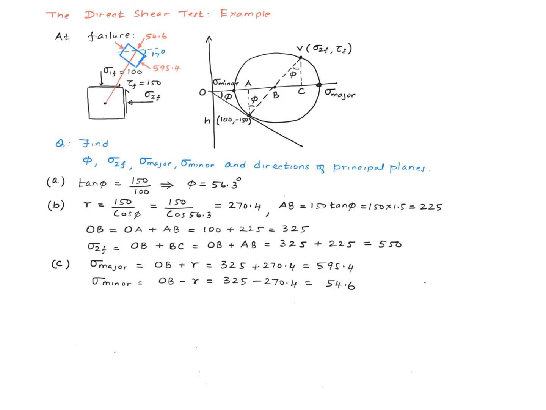Once I know the direction of the minor principal plane, I can easily locate the direction of the major principal plane. Why? Because we know the minor and the major principal planes are perpendicular to each other. So this is my major principal plane, and that is where the major principal stress of 595.4 is acting.